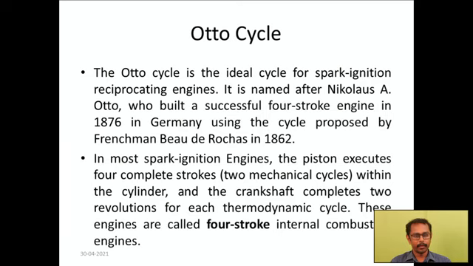Rochas in 1862. In most spark ignition engines, the piston executes 4 complete strokes, which consist of 2 mechanical cycles within the cylinder, and the crankshaft completes 2 revolutions for each thermodynamic cycle. These engines are called 4-stroke internal combustion engines.